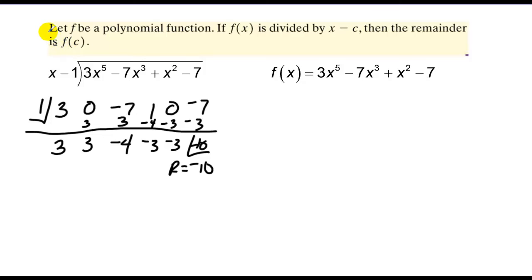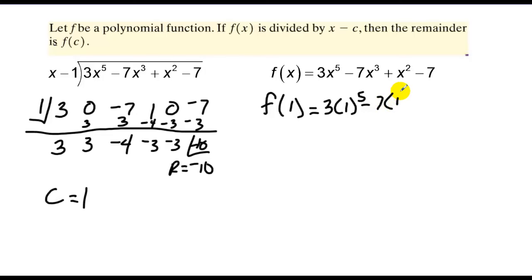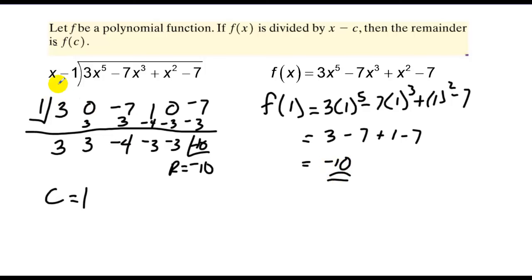Now, what this rule states is that if I divide by some x minus c term, then my remainder, this is the remainder theorem, is the same as calculating f of c. So in this case, my c value is 1. And if I plug f of 1 in, you'll notice I get 3 times 1 to the 5th minus 7 times 1 cubed plus 1 squared minus 7. That's equal to 3 minus 7 plus 1 minus 7, or in this case, a total of negative 10. So rather than doing this whole synthetic division, I can just plug in my divisor to f of x and get my remainder.